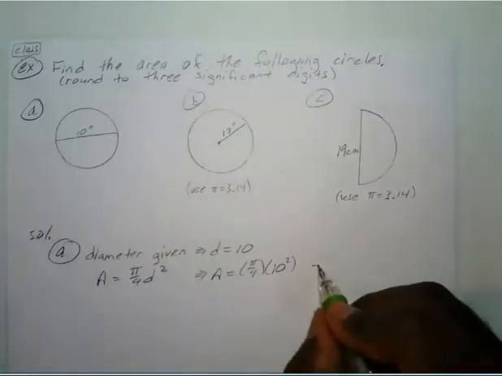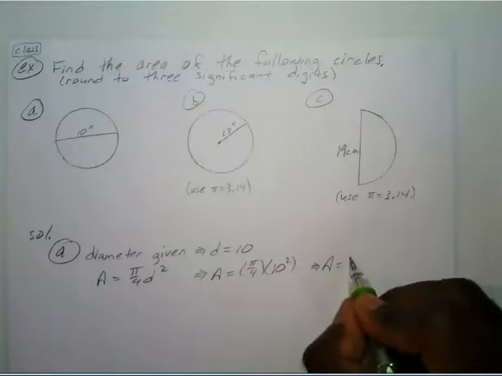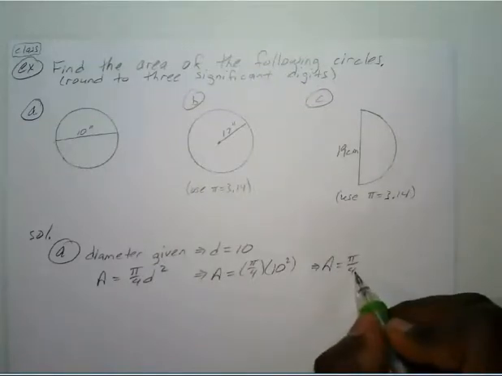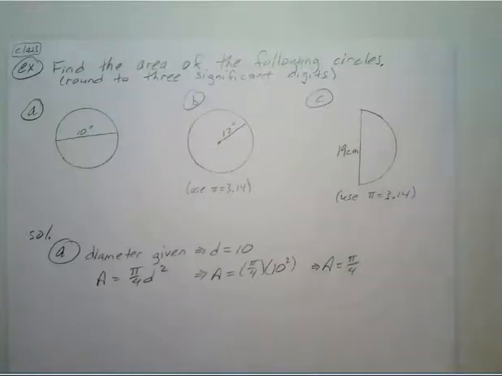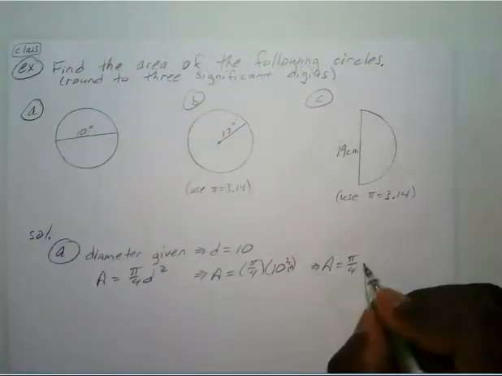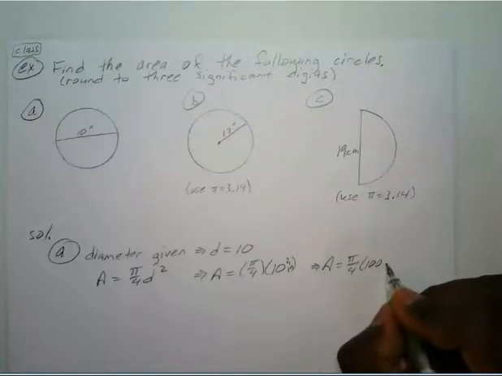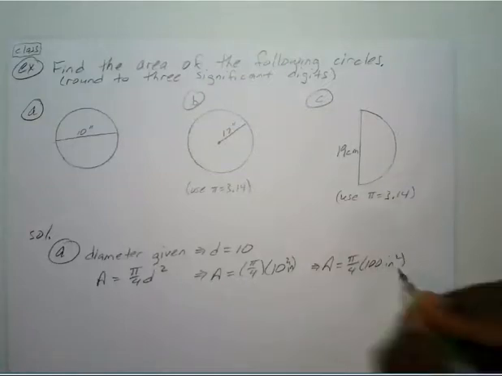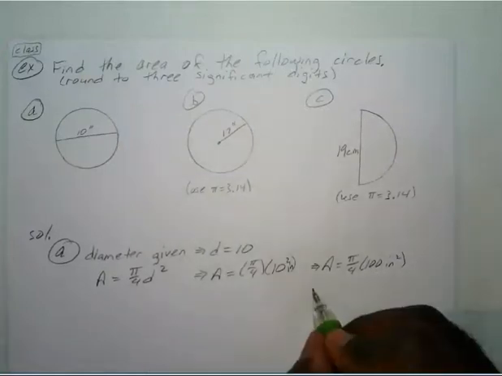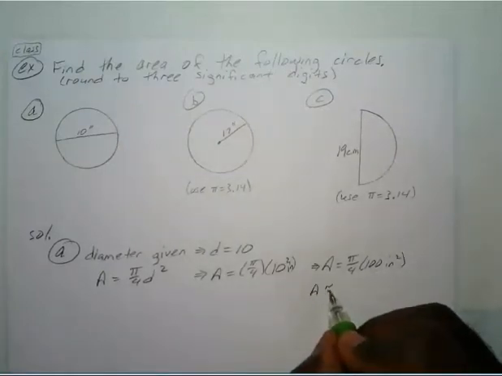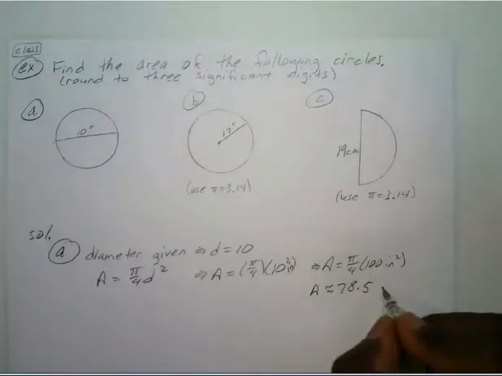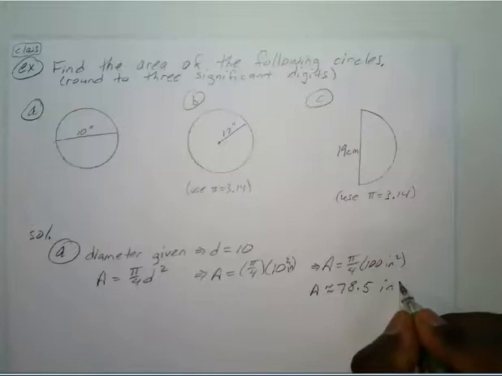Okay, so that means your area is going to equal pi over 4 times 100 square inches. That should be in inches right there. Okay, so if we plug that into our calculator, we end up with an area equaling approximately 78.5 once we round it to 3 significant digits.